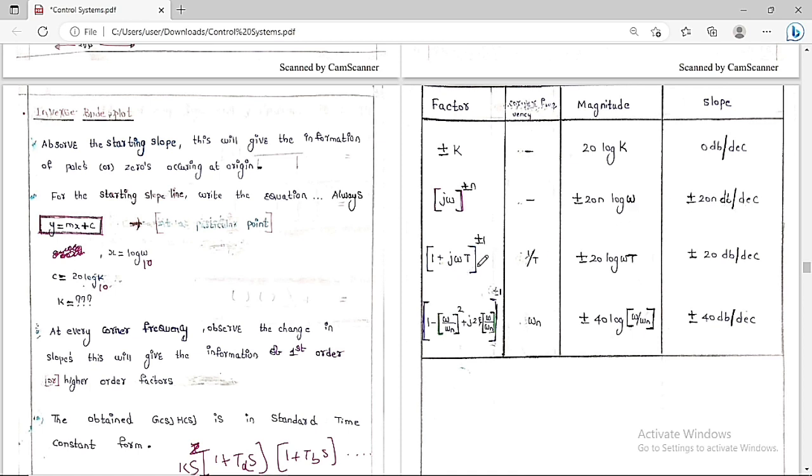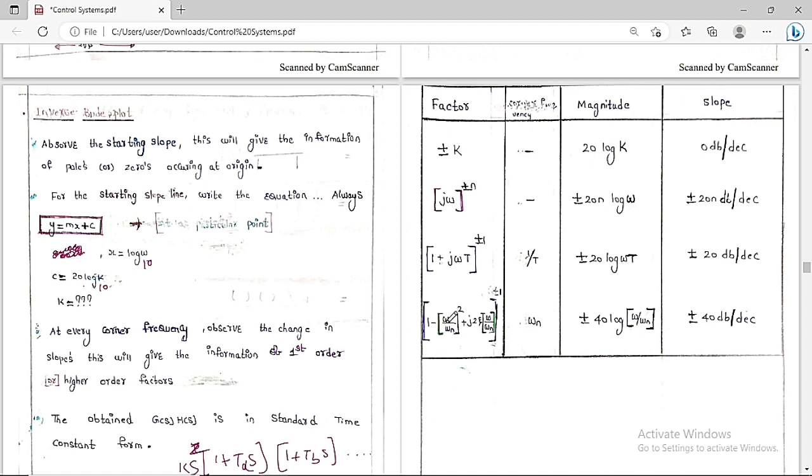And for (1 plus sT) all to the power of plus or minus 1, with s equal to j omega, this is G of H of s. The cutoff frequency is equal to 1 by T. Below this cutoff frequency, the magnitude Bode plot equation is 0 dB, and above this cutoff frequency, the magnitude Bode plot equation is plus or minus 20 log omega T with base 10, and its slope is always equal to plus or minus 20 decibels per decade.